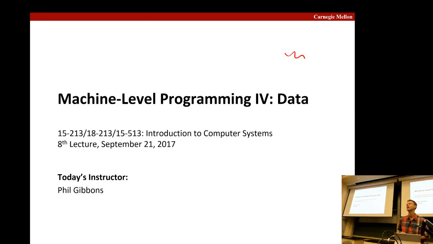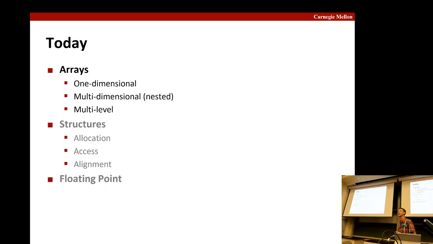There we go. So today is the fourth of the 5 lectures on machine level programming. And today we're going to talk about data. In particular, we're going to talk about arrays, both one-dimensional and nested arrays, multi-dimensional arrays, multi-level arrays. We'll spend a significant part of the class on those. Then we're going to talk about structures and the interesting things you need to know about how structures get aligned in your code. And then very briefly at the end, we're going to talk about floating point assembly code, like floating point registers and instructions.